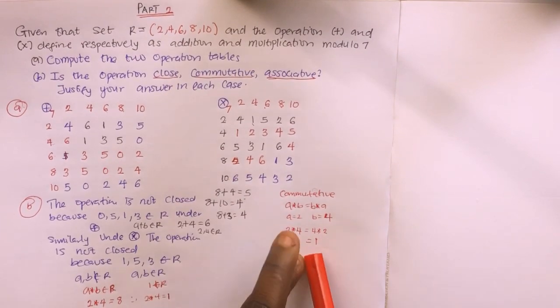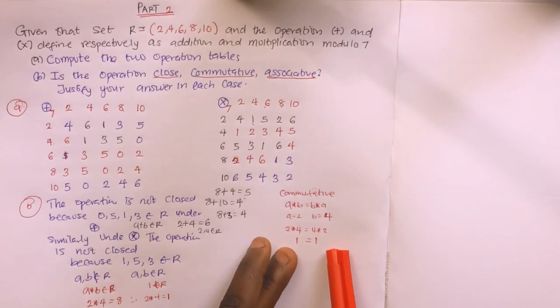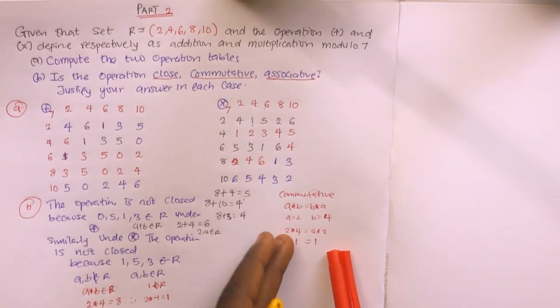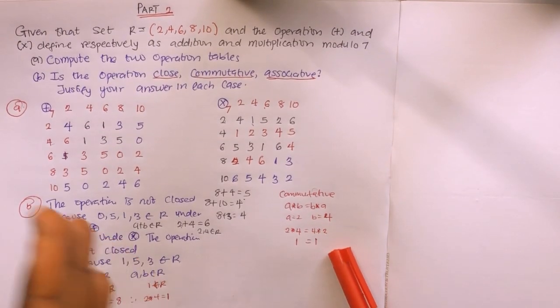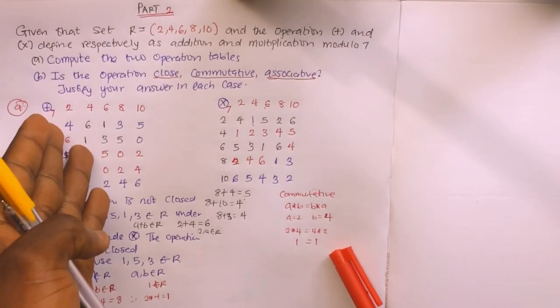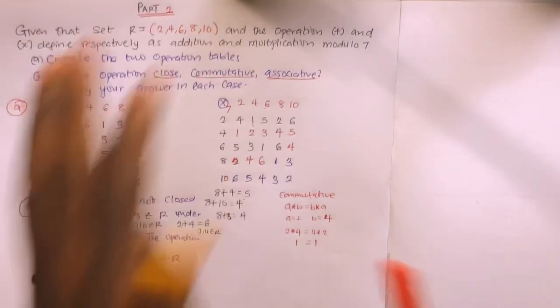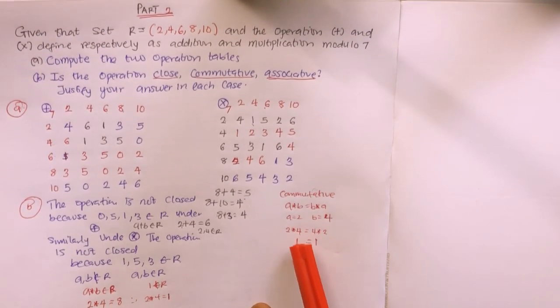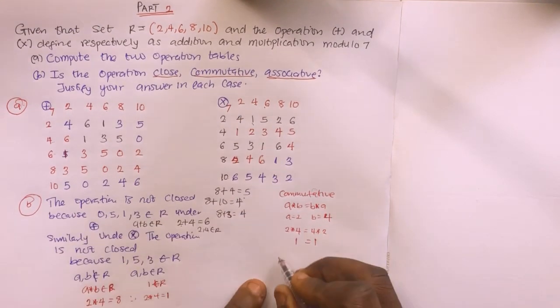The operation is commutative because the left hand side is equal to the right hand side. Check it down: 2 star 4 is 1 equals 4 star 2, which is also 1. But if you are to judge according to the table, the operation is not closed, because 1 is not a member of R. But since the left hand side is equal to the right hand side, that means the operation is commutative. Final. Moving to associative now.